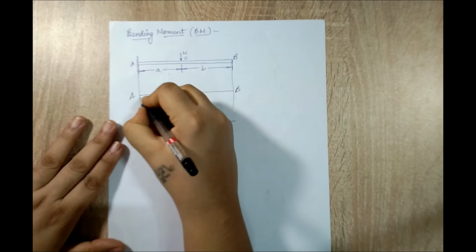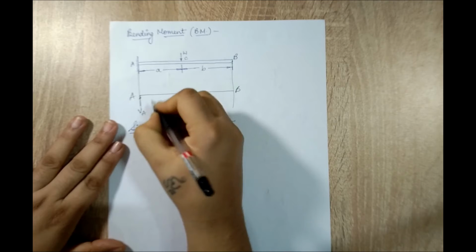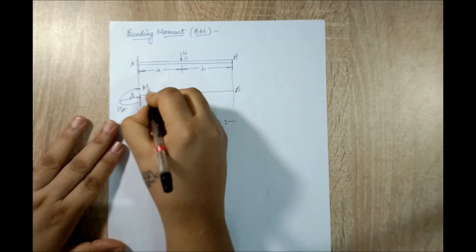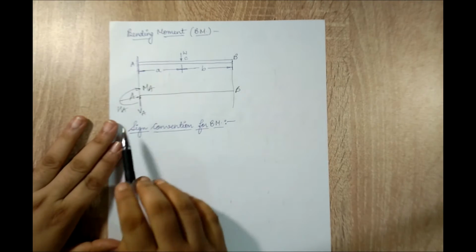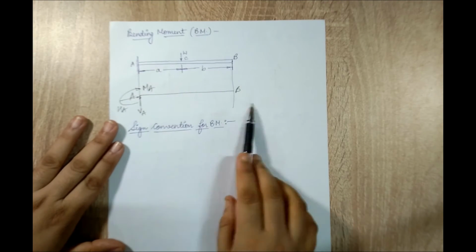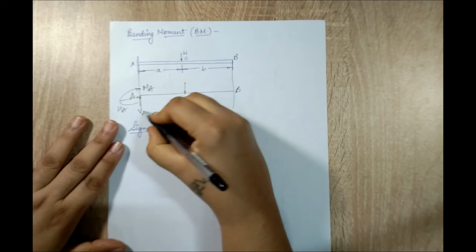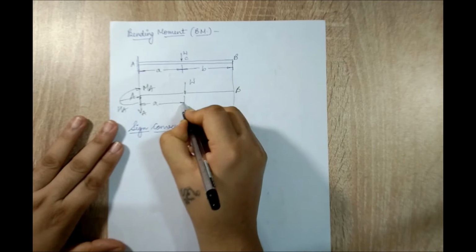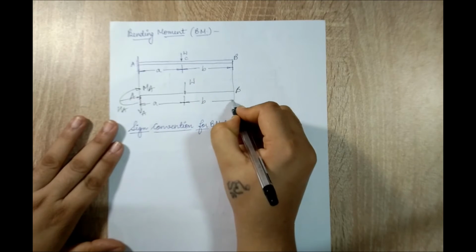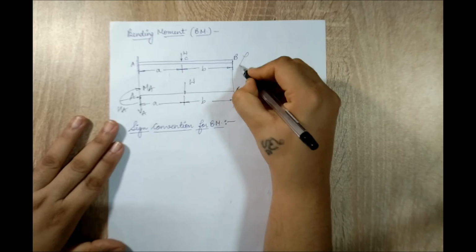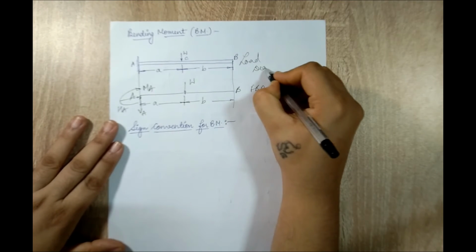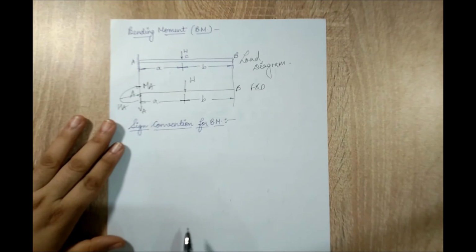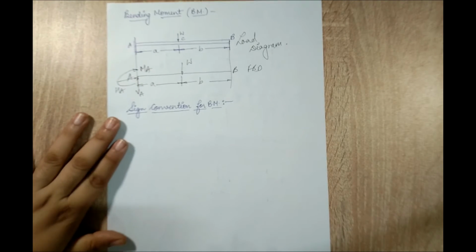Since this end is fixed, I will have one reaction in vertical direction, one reaction horizontally, and one moment MA. Now, if you observe carefully, HA will be 0 because there is no other horizontal force on the body. VA will obviously have a value and MA will also have some value. So this is the FBD of the load diagram that is given to me.